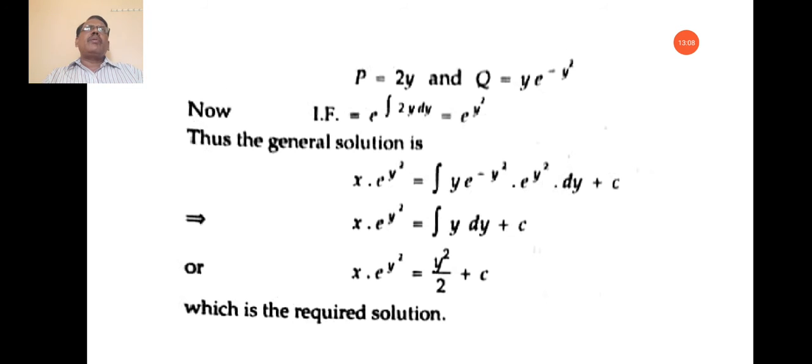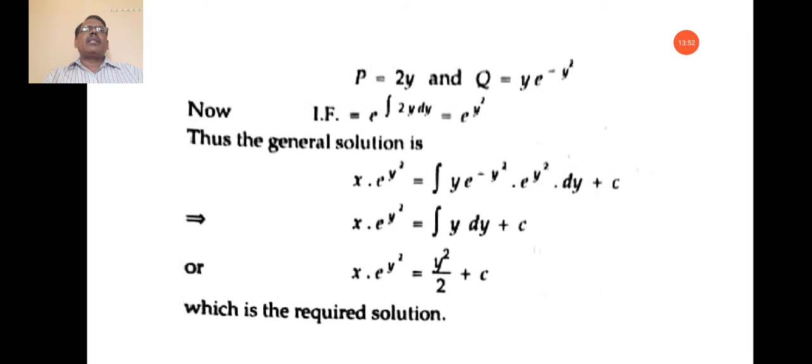So, here we have a new equation: dx by dy plus p into x equal to q, where p and q are functions of y. And here we find the integrating factor, which is given by IF is equal to e to the power of integral of p into dy, not dx, it is dy. And the solution is given by x into integrating factor is equal to integral of q into integrating factor into dy plus c. That is the solution. So, according to this, p is equal to 2y and q is equal to y into e to the power of minus y square.